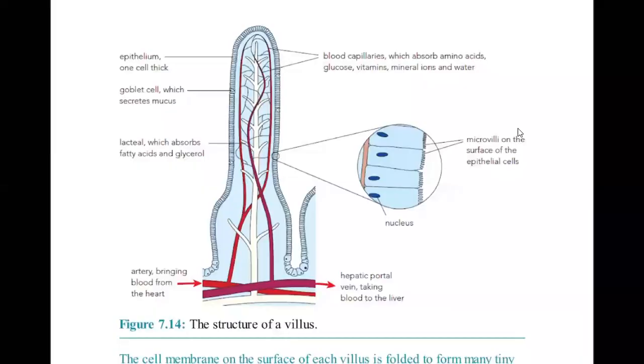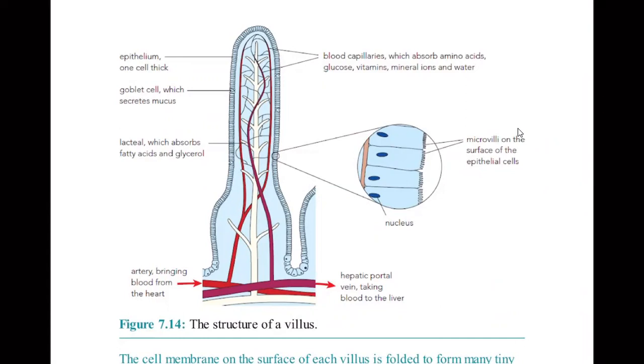We're done with ingestion, we are done with digestion, physical and chemical digestion, and now we move on to absorption. Some parts of the absorption are done in the small intestine and some in the large intestine. Now, let's first begin with the small intestine.